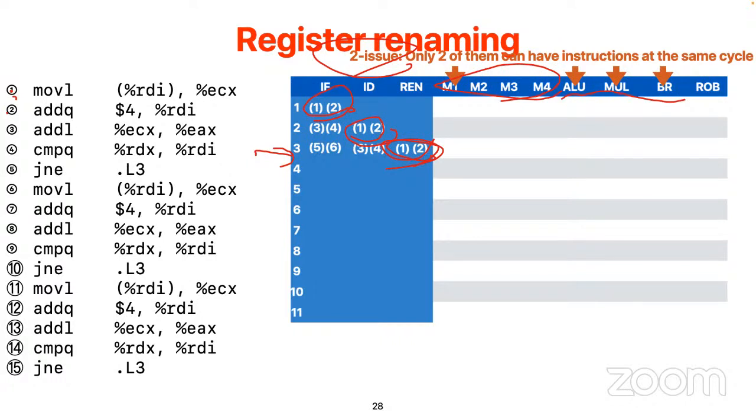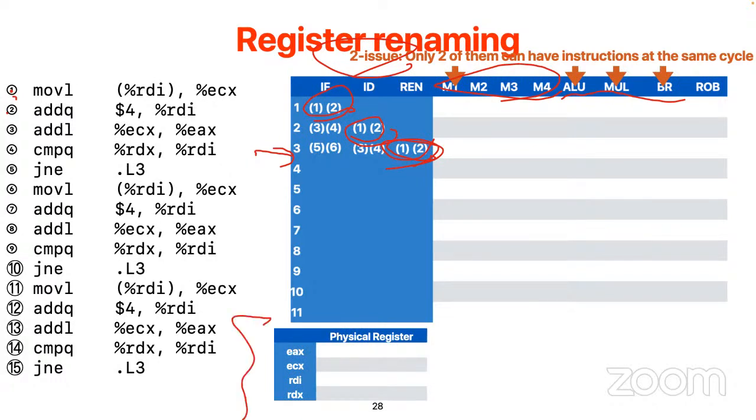Since instruction 1 needs memory and instruction 2 needs the ALU, they do not conflict. Also remember, we have register renaming. Here I'm attaching a small table. The small table has 2 fields. The first is the logical, or architecture, register that the processor presents to the rest of the world. And the physical registers are the ones that we can actually use to store our outputs.